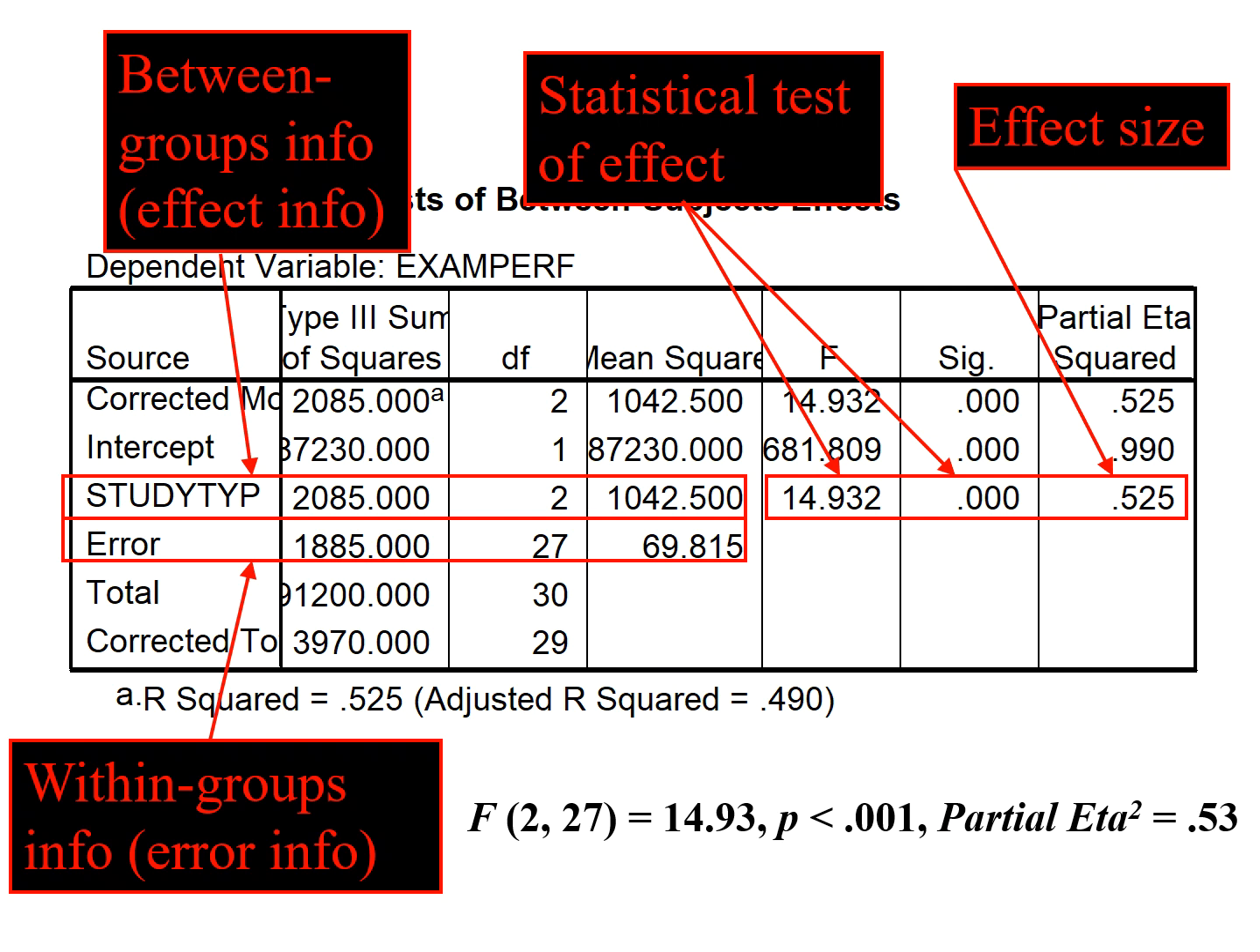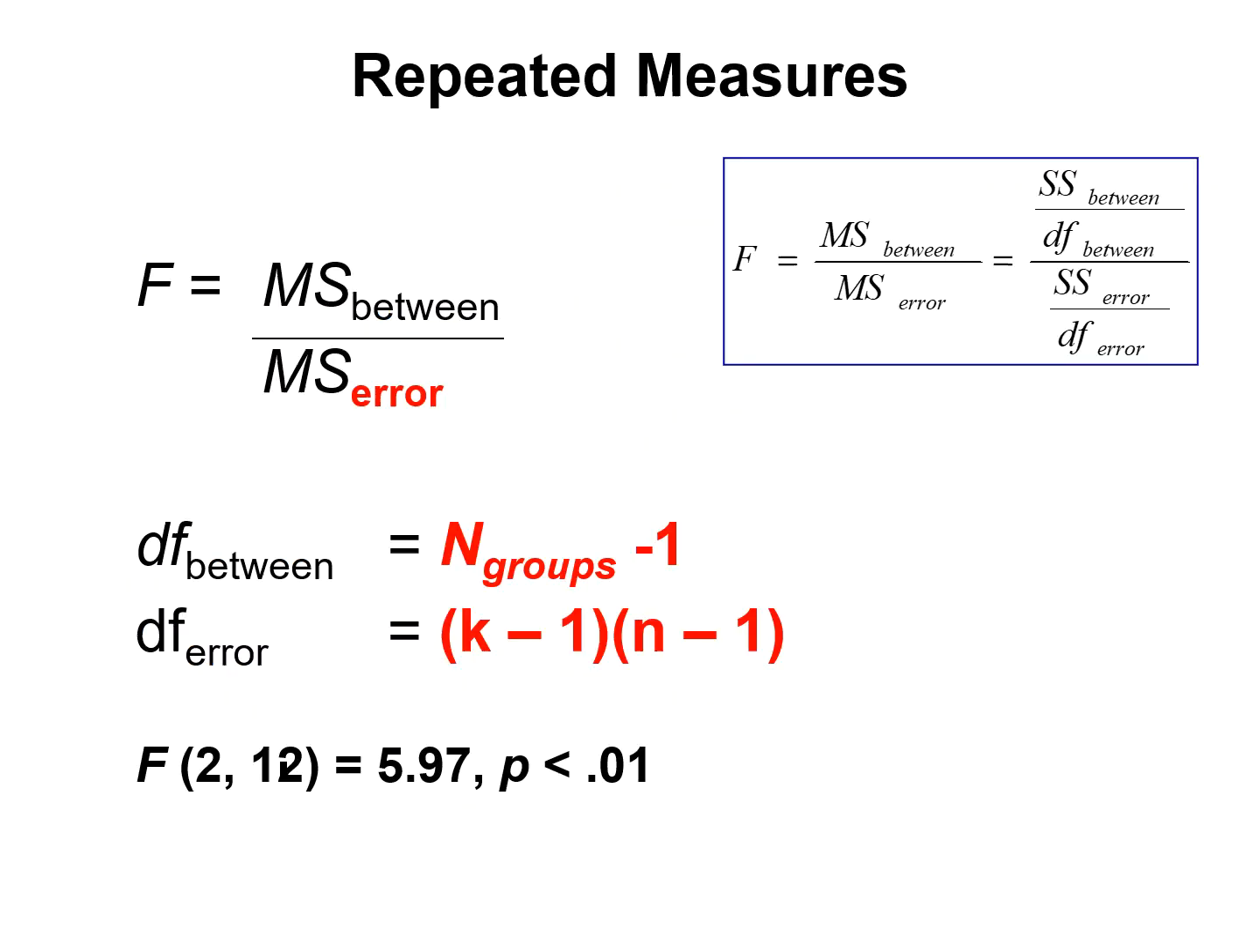So if we go back all the way to type 3 sum of squares, that second column after the name of the variables, we're going to see under study type 2085. If we divide that by the degrees of freedom, 2, that's where we get the mean squares. Likewise, error is 1885. We divide that by 27, that's where we get the 69.815.